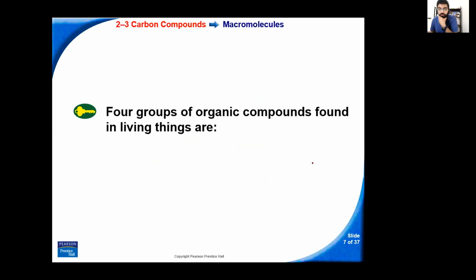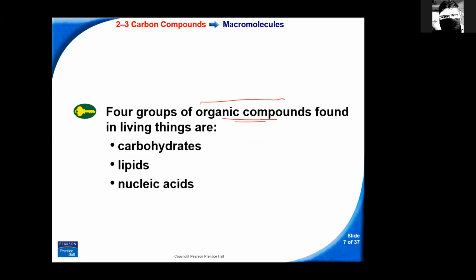There are 4 groups of organic compounds we need to study. These organic compounds are found in living things. In our life on the earth, we have an uncountable number of different types of compounds, but we are focusing on the compounds found in living things, which we call organic compounds: carbohydrates, lipids, nucleic acids, and proteins.